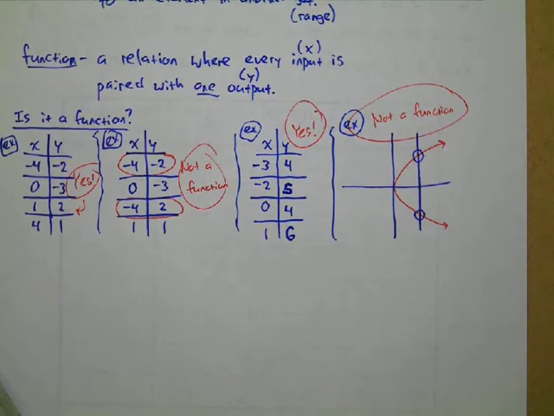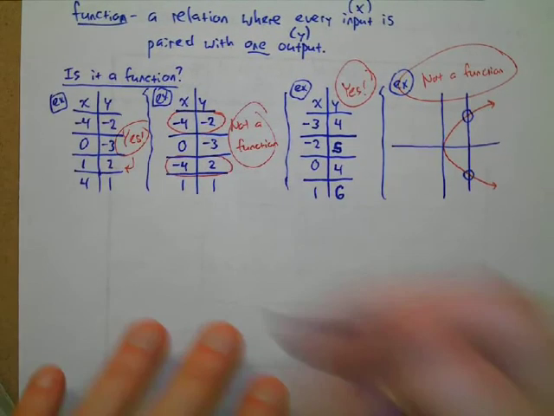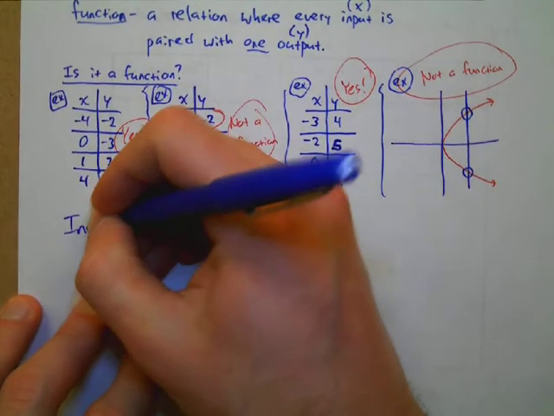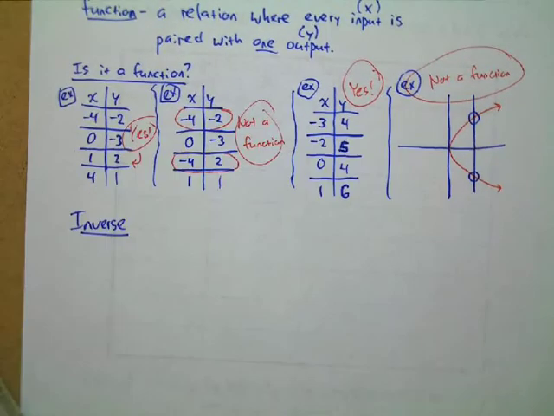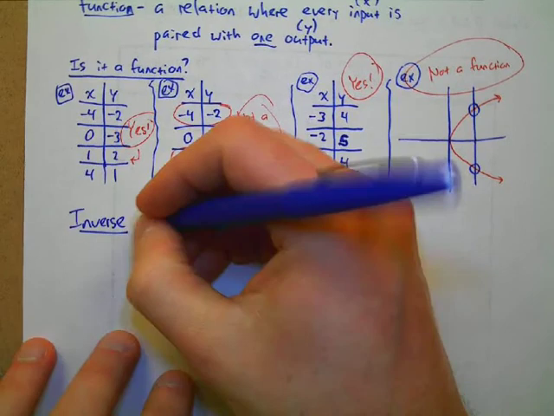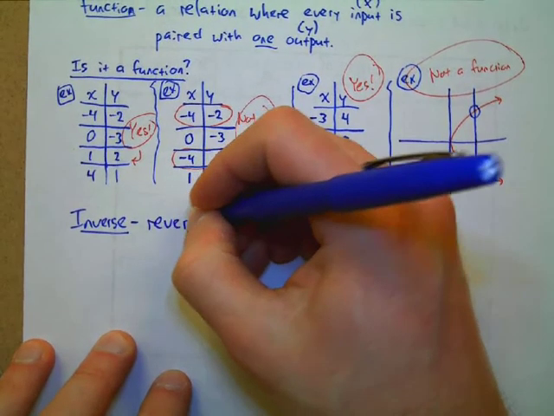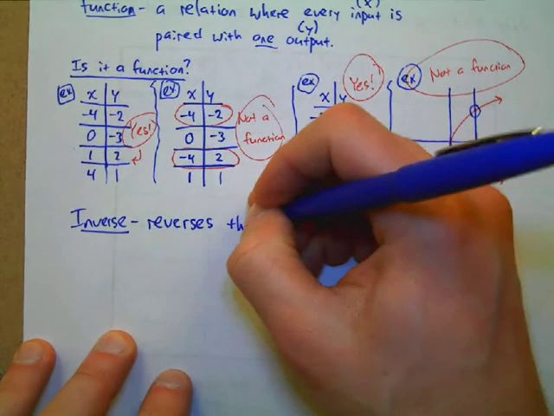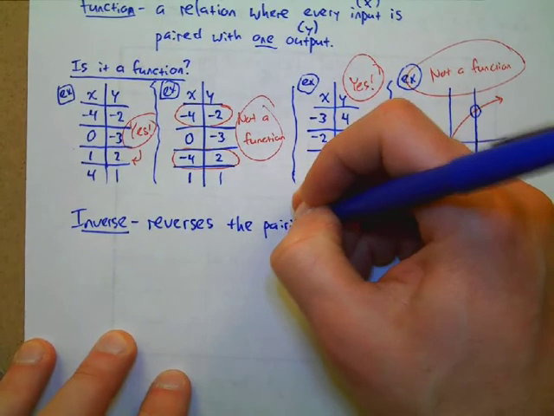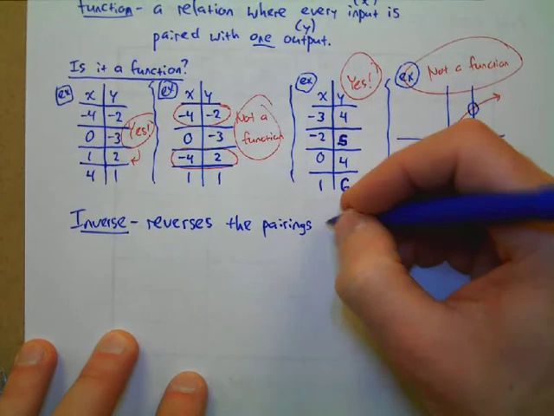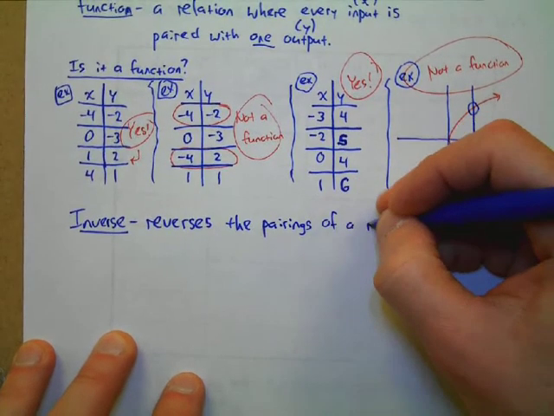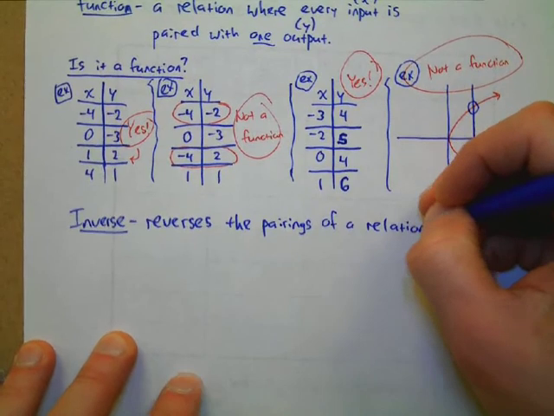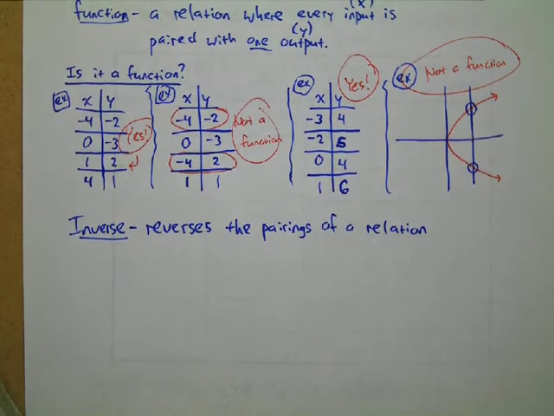Any questions? All right. So we talked about functions, kind of beat that horse to death. Let's continue on then to talk about inverses. All right, so an inverse reverses the pairings of a relation. Reverses the pairings of a relation.